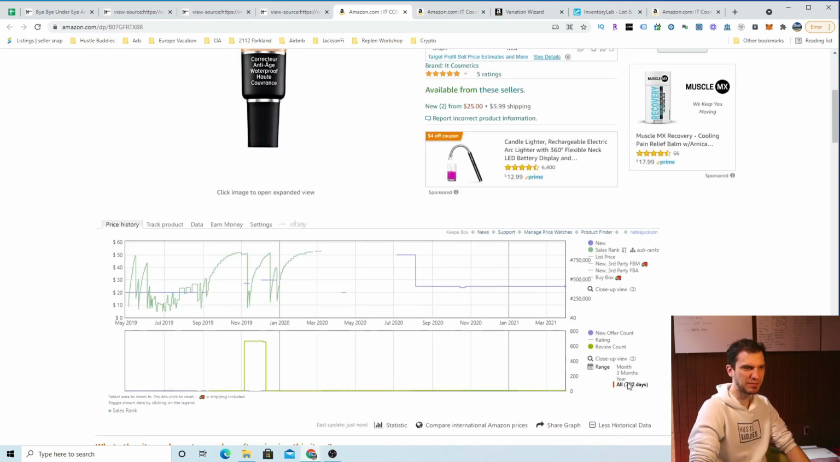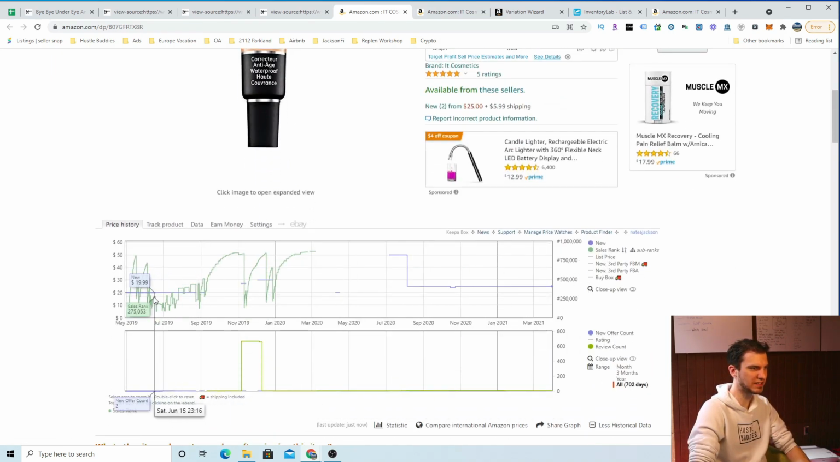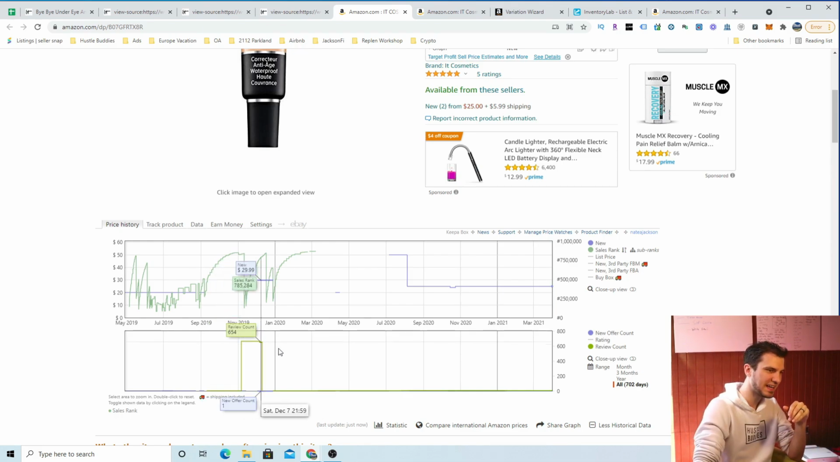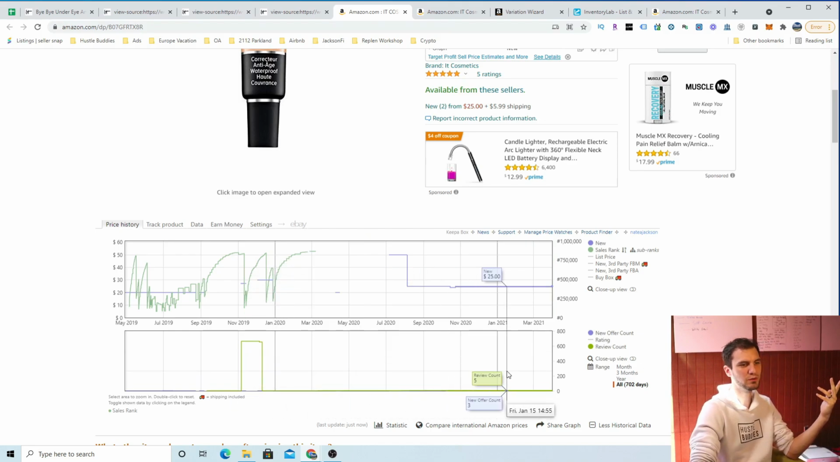Usually, what happens with these? You can actually see back here, it was probably connected, and then at some point over here, it got orphaned. Or you can see here where it had 600 reviews. That's where it was connected, and then it dropped down to 2 reviews. That's where it was orphaned.